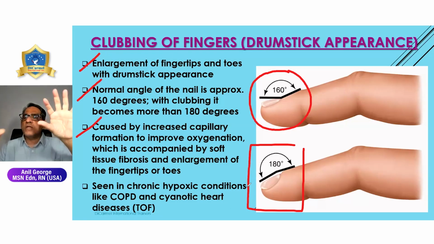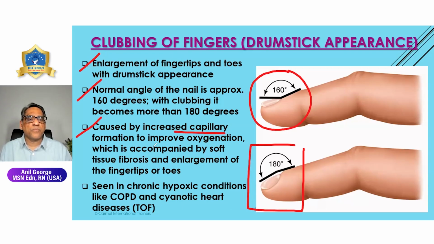Basically, the oxygenation to the peripheral tissue can be affected. So when it occurs, as a compensation, there's increased capillary formation. It is a compensating mechanism. Along with that, there will be soft tissue fibrosis. That's where the fingertips enlarge with the drumstick appearance. And again, this is seen in chronic hypoxic conditions such as COPD patients or with cyanotic heart defects.